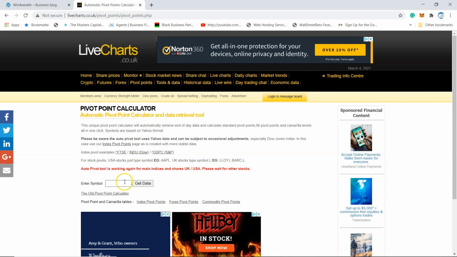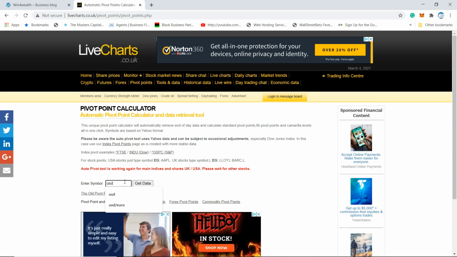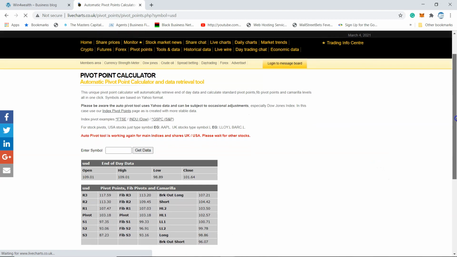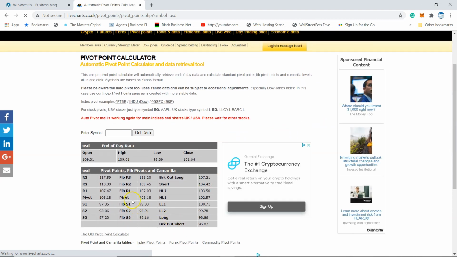So let's look. If we put in USD and we get the data, it's going to show us exactly these pivot points we're talking about. The pivot right here is 103.18. We would look for a pivot to either happen high or low.